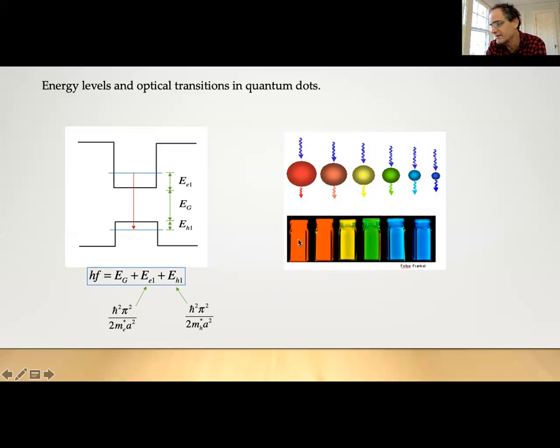And now it's possible to get fluorescent materials like this, where the color of fluorescence varies from red to blue, but the fluorescent objects, the quantum dots, are all made out of the same material. The only reason that the emission color changes is because of this quantum size effect.